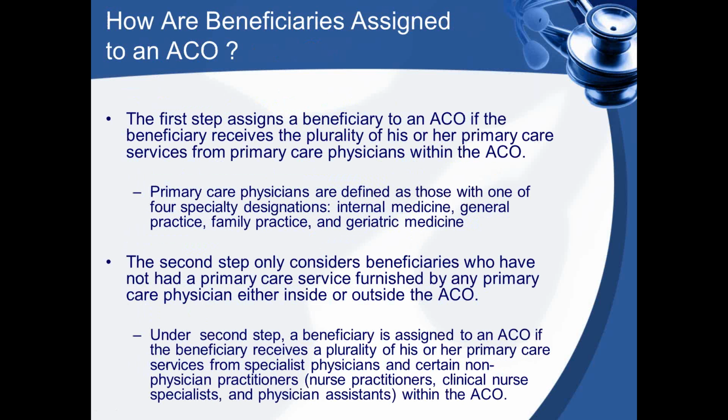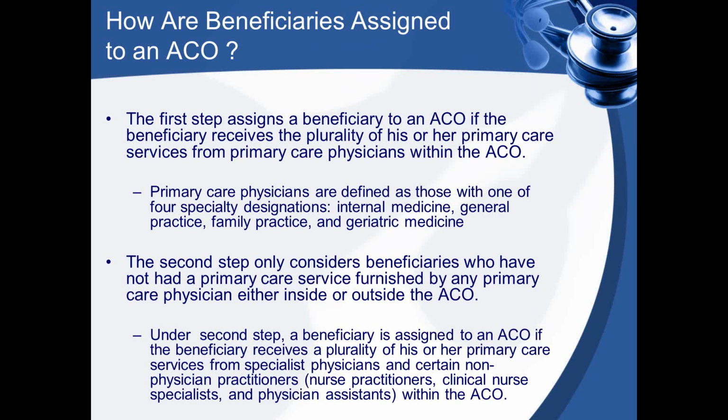How do you get your beneficiaries assigned? Well, step one is pretty easy. If they've received the plurality of their care from a primary care physician within the ACO, then they're defined as part of that ACO. Primary care physicians, as defined by CMS in the rules and regulations, are only 4 specialty designations: internal medicine, general practice, family practice, and geriatric medicine. Those are the only 4 they'll recognize. Those are the only 4 they'll assign beneficiaries.